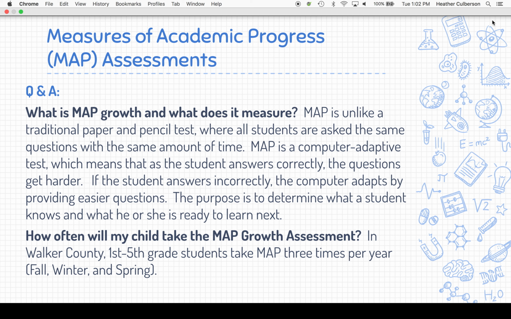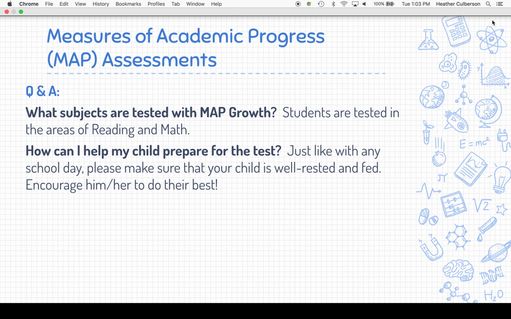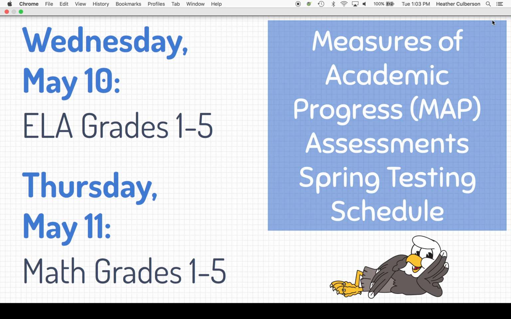How often do they take it? Well, again, as I said, they take it 3 times a year in the fall, the winter, and the spring. What subjects are tested? Students are tested in the areas of reading and math. And then finally, how can I help my child prepare? Well, just like any other school day, just make sure they're well rested and fed and encourage them to do their very best. So I have included on this slide the dates for our MAP testing this year. We will be giving our ELA or reading in grades 1 through 5 on May 10th and math on May 11th.